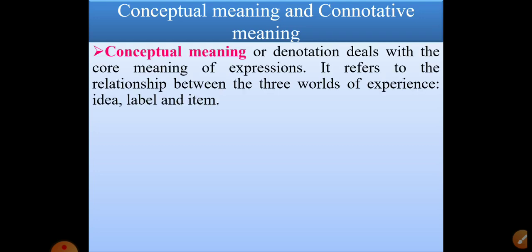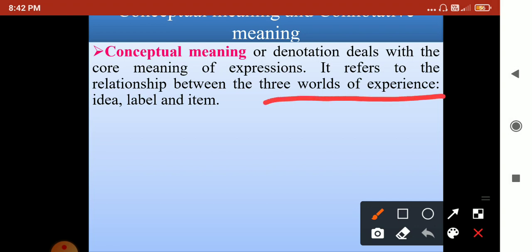Now let us study the first 2 meanings described by Geoffrey Leach: conceptual meaning and connotative meaning. Conceptual meaning, or denotative meaning, or denotation, deals with the core meaning of expressions. It refers to the relationship between the 3 worlds of experience: idea, label, and item. Every word expresses 3 things: idea, label, and item.